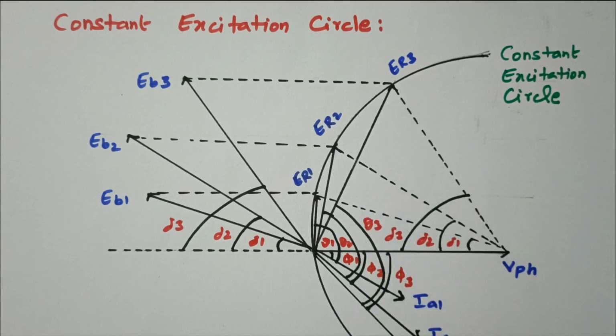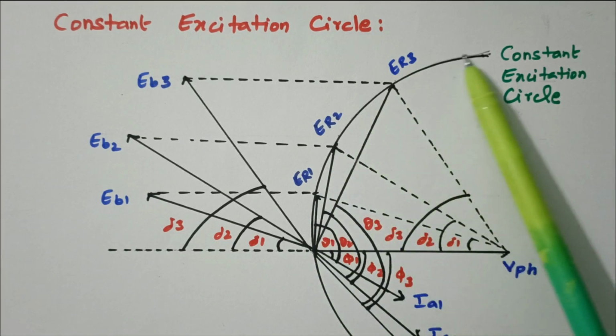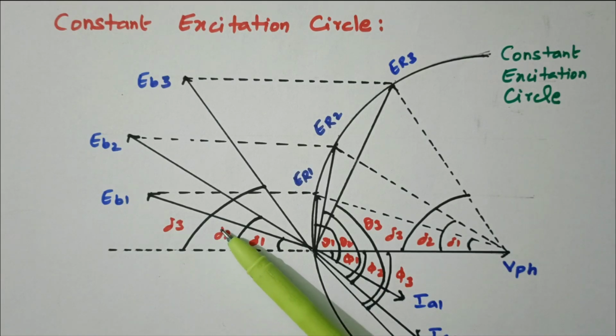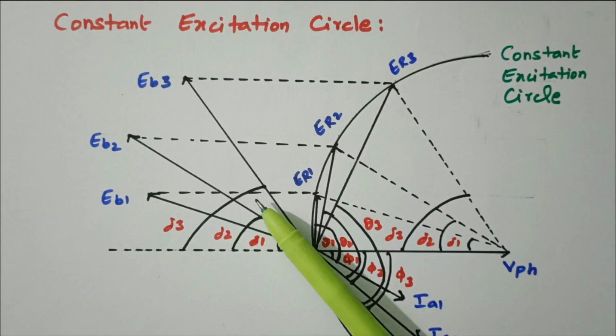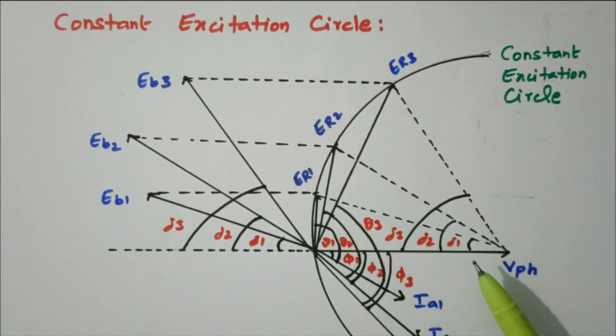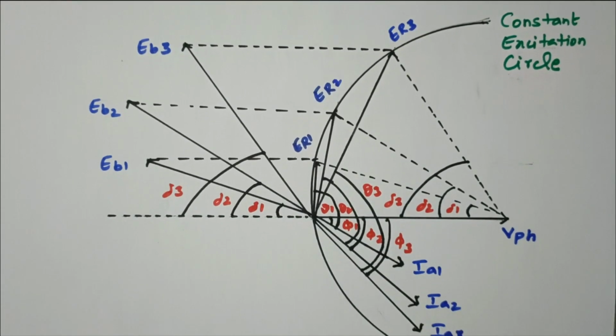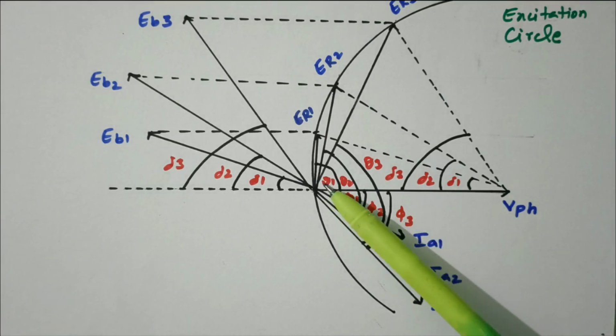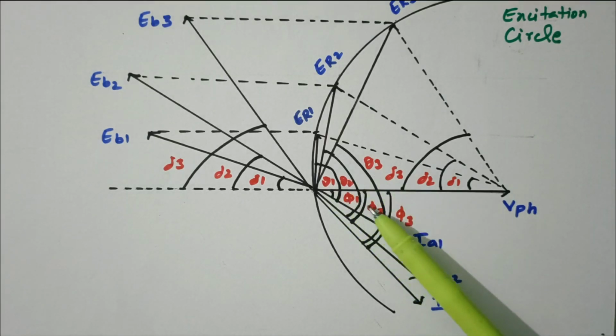So we can go like that. The locus of ER1, ER2 will give the constant excitation circle. That means when delta increases, the resultant voltage ER also increases. This V phase remains constant. This keeps on increasing. On the other side, the current also changes: IA1, IA2, IA3. Similarly the angles are theta 1, theta 2, theta 3, and here phi 1, phi 2, phi 3.